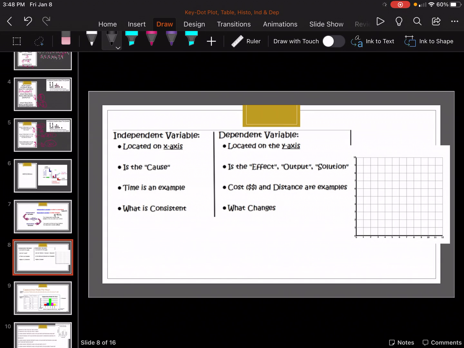So let's look. Independent is located on the x. It is the cause, usually time. It's what's consistent, x-axis. And then for y-axis, that's the dependent. It's the effect, the output, the solution, the cost, distance usually, and it's what changes. So what I like to do is draw an I and then a D, for independent and then dependent.